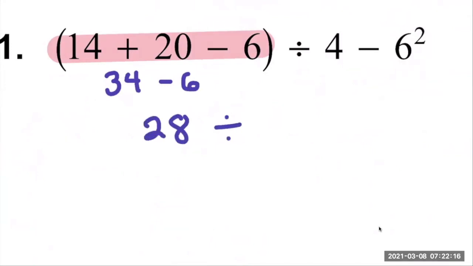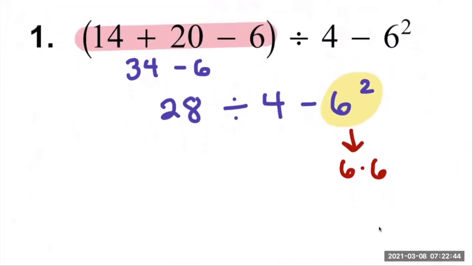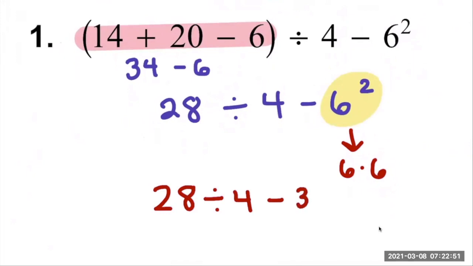So now I have 28 divided by 4 minus 6 squared. Now I've taken care of my parentheses, or my grouping symbols. Now I move on to exponents. For this one, that would be 6 squared. Remember, 6 squared is the same thing as saying 6 times 6. Not 6 plus 6, 6 times 6, which gives me 36. So now I have 28 divided by 4 minus 36.